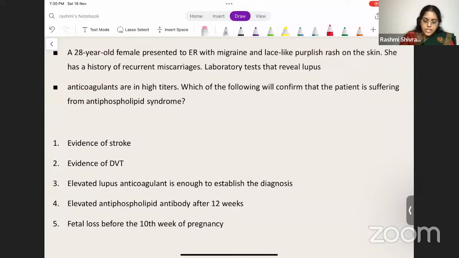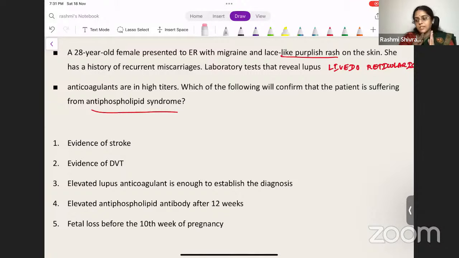So first of all, this lace-like purplish rash, what is it called? It is livedo reticularis. They have already given you the diagnosis. It is antiphospholipid syndrome. So which of these: evidence of stroke, evidence of DVT, elevated lupus anticoagulant is enough to establish the diagnosis, elevated antiphospholipid antibody after 12 weeks, and fetal loss before the 10th week of pregnancy? Which of the following is needed to confirm the diagnosis, not just to consider the diagnosis?